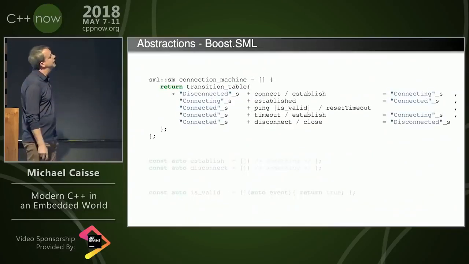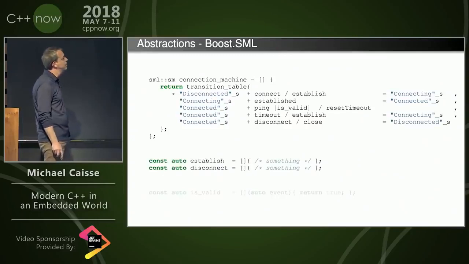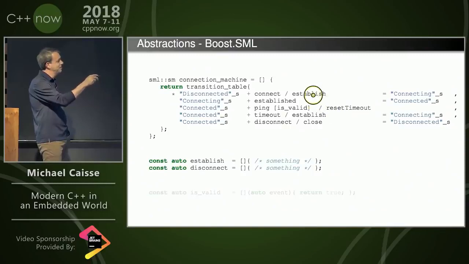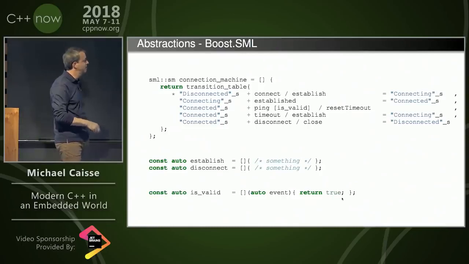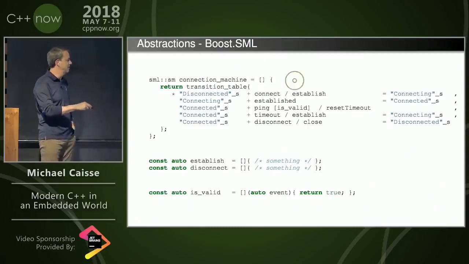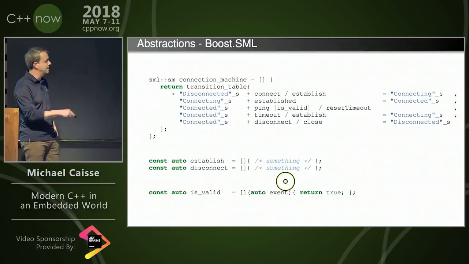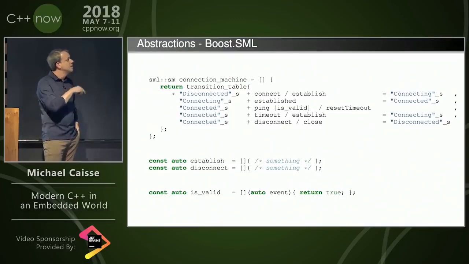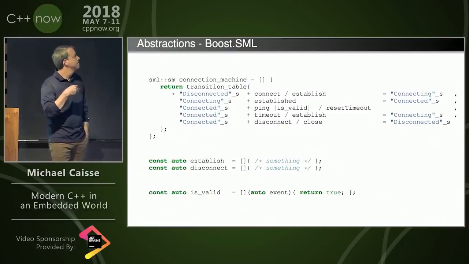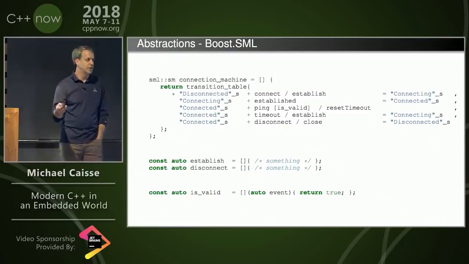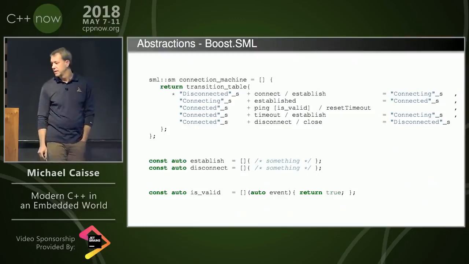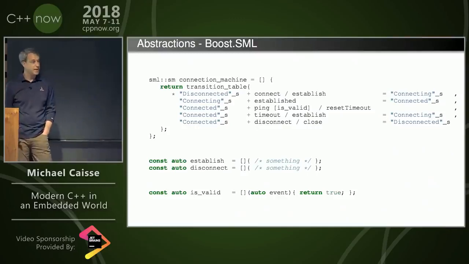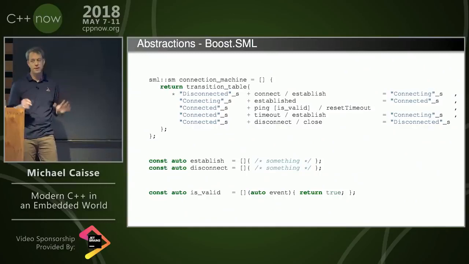So what does this look like? We saw the state machine part. What is this establish? Well, establish is a callable thing, a nullary callable thing. And what is valid? Well, it's just something that will be called with the event, and it will return a Boolean. So this is a really nice abstraction, allows me to think higher. It's declarative in nature, right? Declaring.